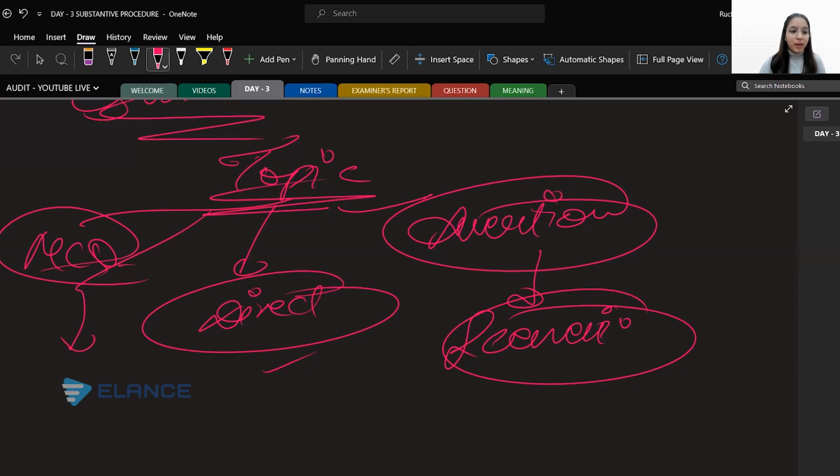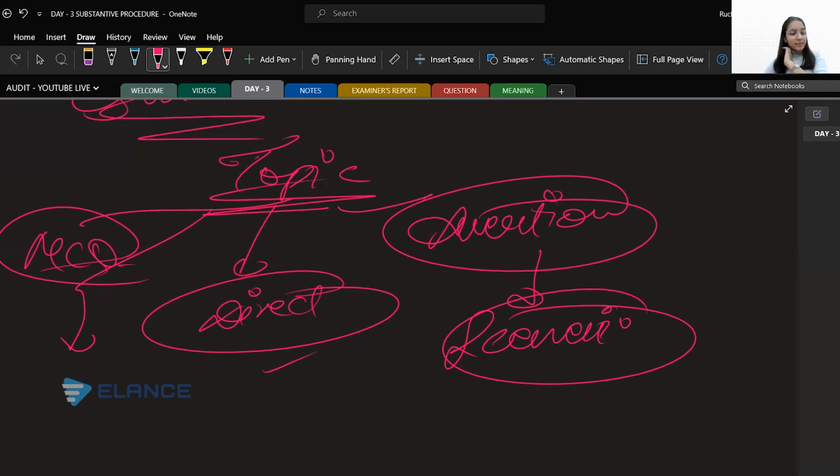Now, this I will be covering in detail, but since it's a marathon, can somebody tell me how many types of substantive procedures are there? Like, there are two types. What are those two types?